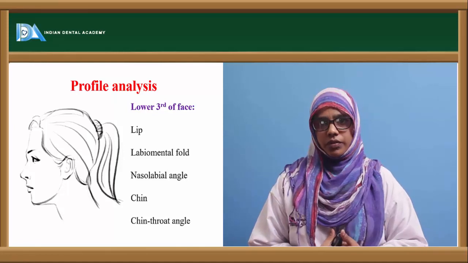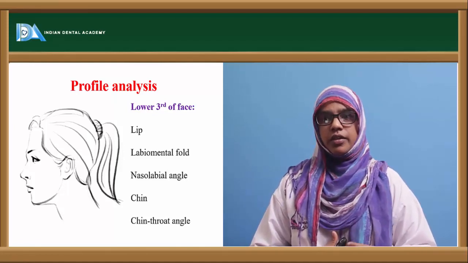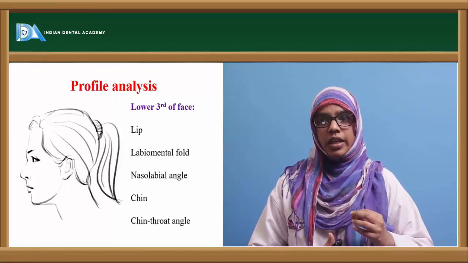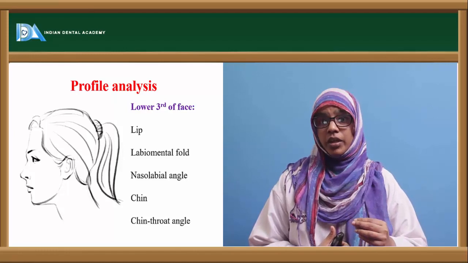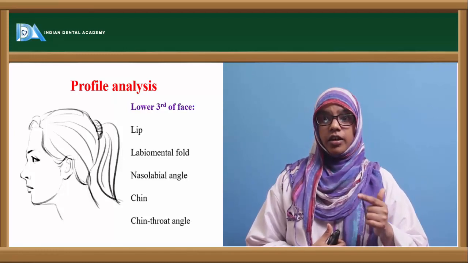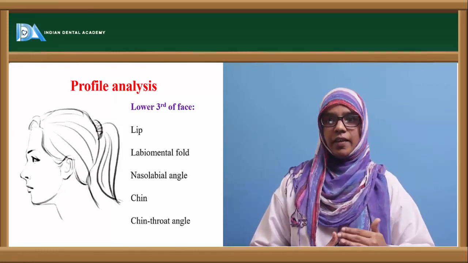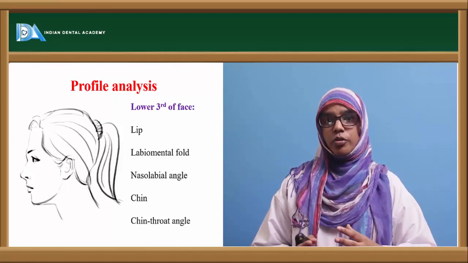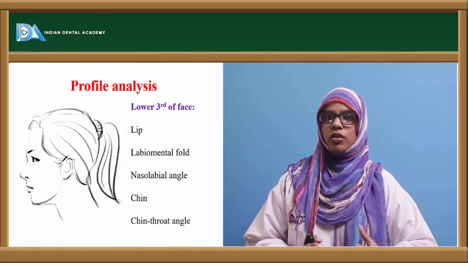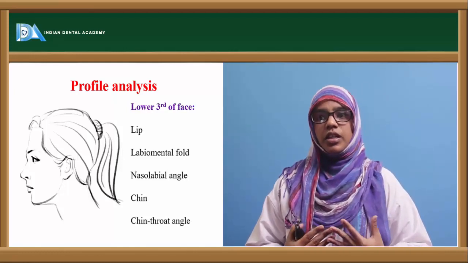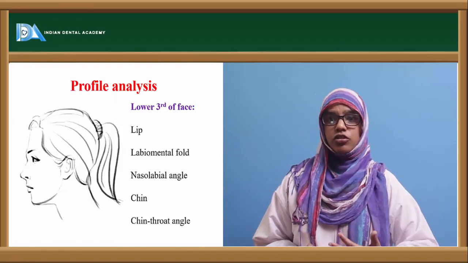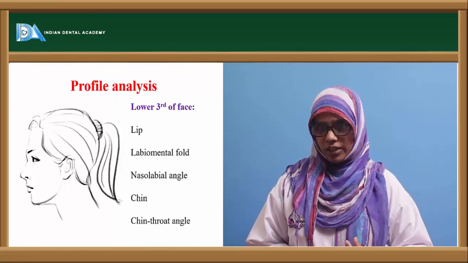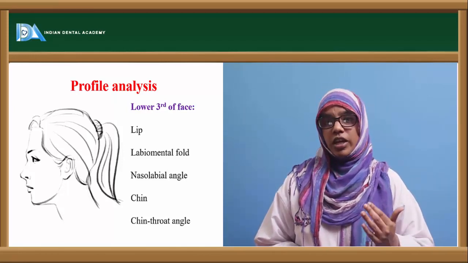Then comes the lower third of the face, which includes the lip and the labiomental fold. For the lip, we check for competency. For the labiomental fold, we check the angle between the subnasale and the upper lip. This fold will tell you the projection of the incisors and eventually the position of the lip on the incisors. Then come the nasolabial angle, the chin and the chin-throat angle. Normally the chin is receded in case of a micrognathic mandible and in case of TMJ ankylosis.